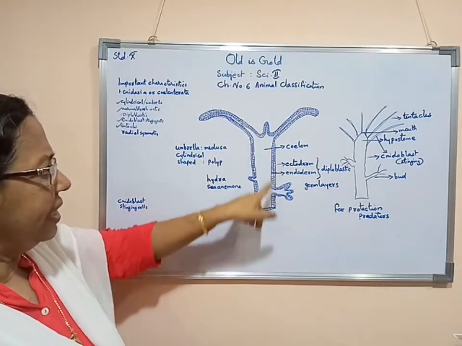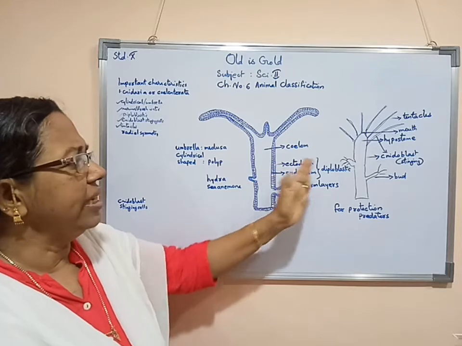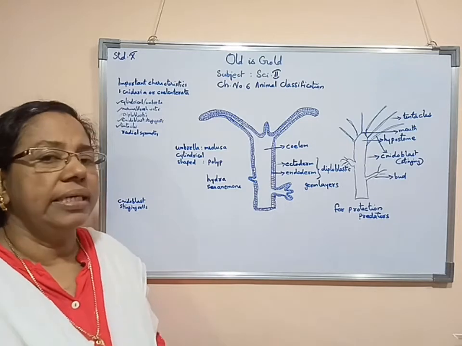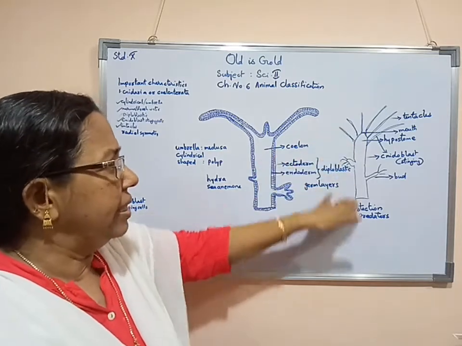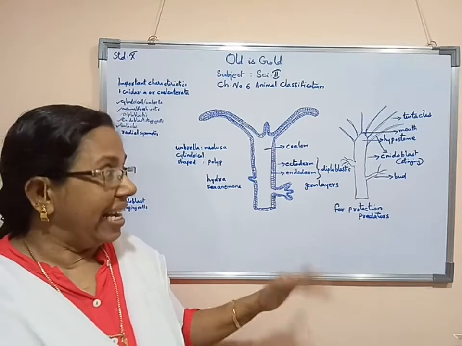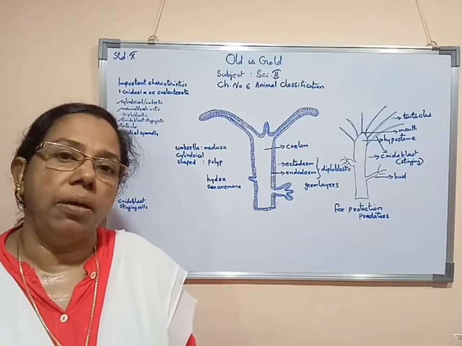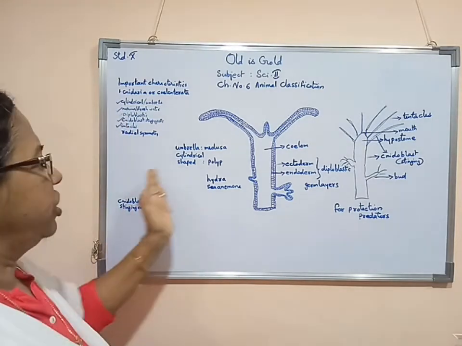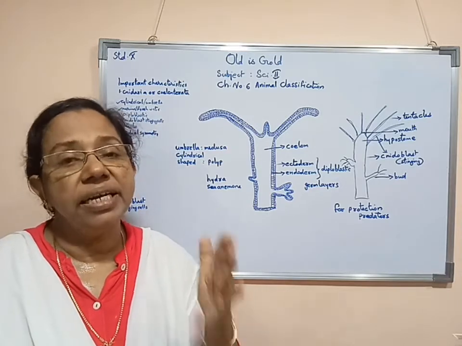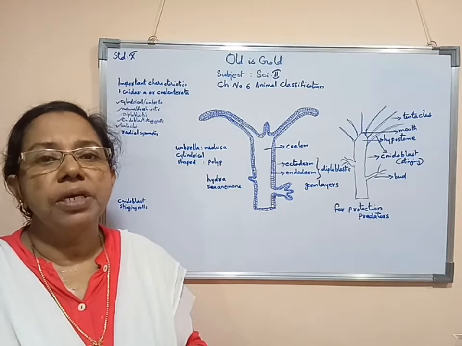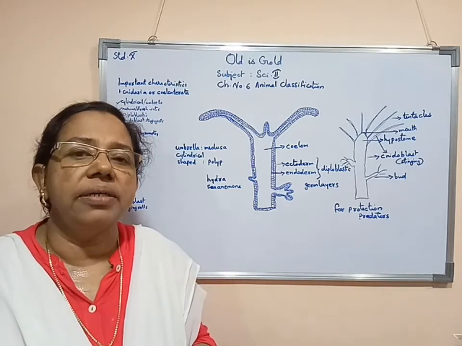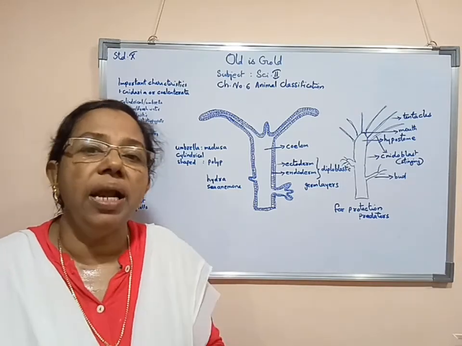Then, a double layered body wall is there. It is known as diploblastic. The outer layer is known as ectoderm. The inner layer is known as endoderm. Then hydra or other types of cnidaria reproduce asexually by the formation of a bud. Then they show radial symmetry. If any imaginary cut passes through the body, through the central axis, at any plane, it gives two equal halves.